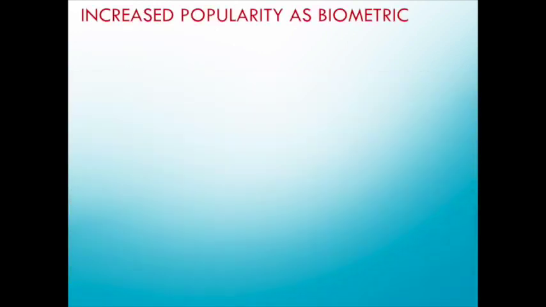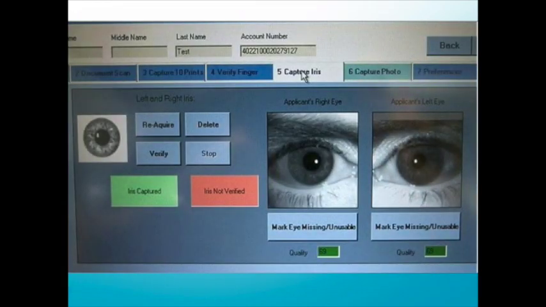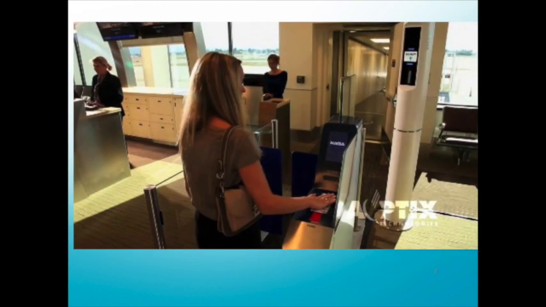Now, I suppose firstly it has to be said that the iris is increasing in popularity all the time as a biometric. We're seeing it more and more used. This pattern can be extracted much more readily than ever before in terms of acquiring the image. But once that image has been acquired, it's very unique. It's almost impossible to have two people with the same iris pattern once that image has been acquired. So we'll see this in the likes of airport systems.